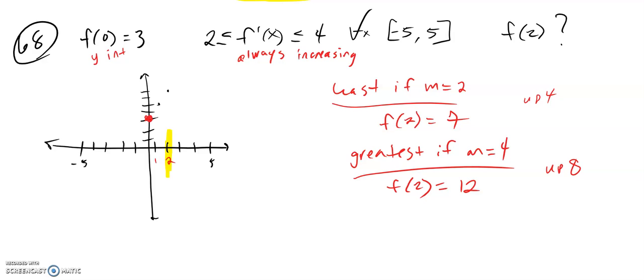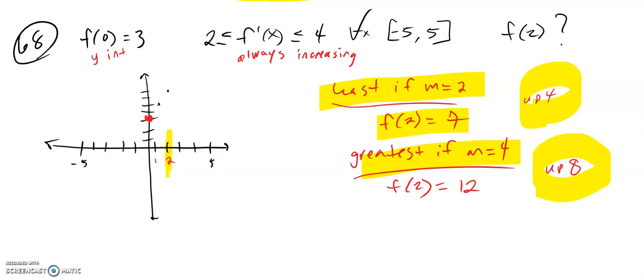Okay, so first of all, if you look at the least possible, that's if the slope is 2. So it's only increasing by 2 y values for every x value, so it's going to go up 4, which puts you at 7. If the slope is moving the greatest, which is 4, it's going to go up by 8, which at f of 2 is going to be 12. And that is number 68. If you need to pause the video to look at this, kind of rethink it, go ahead and do that.